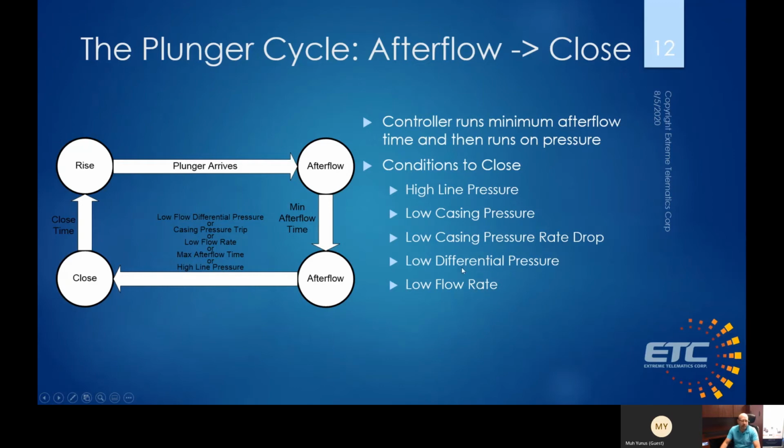So these are really the same thing. In a low differential pressure, we're just using the inches of water column or the inches of mercury to determine that the flow rate has dropped and close it. In a low flow rate, we're actually using the differential pressure along with a static line pressure and orifice plate settings so that we've got a flow rate that we can close in on.